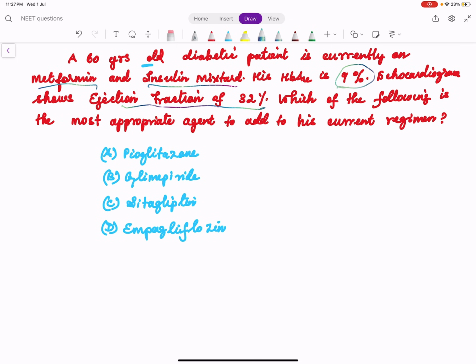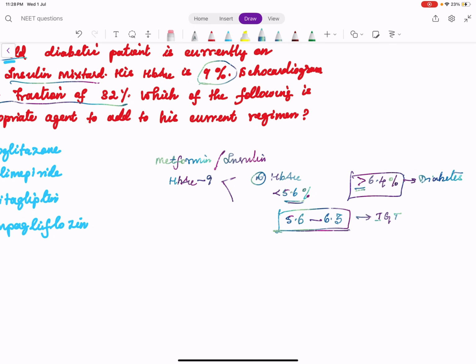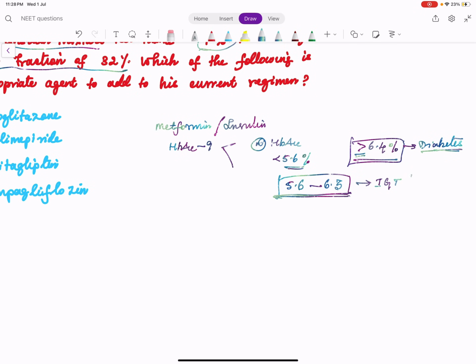So an elderly patient, 60 years old, is having diabetes and he is on 2 drugs, metformin as well as insulin, and his HbA1c is 9. So please remember, the normal HbA1c is less than 5.6%. When HbA1c is more than or equal to 6.4%, it is labeled as diabetes. The values in between 5.6 to 6.3 is pre-diabetes or impaired glucose tolerance. So less than 5.6 HbA1c is normal, more than or equal to 6.4 HbA1c is called diabetes. Values between 5.6 and 6.3 is impaired glucose tolerance or pre-diabetes.